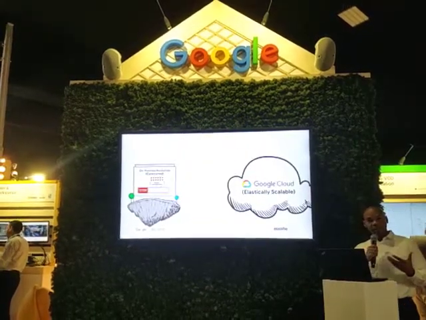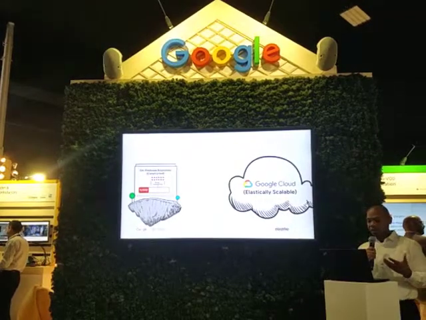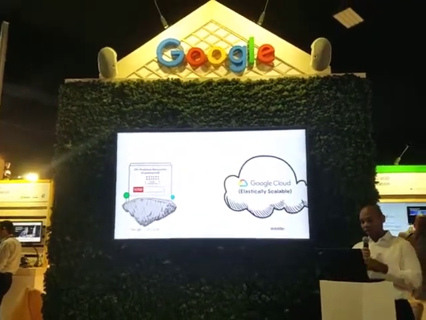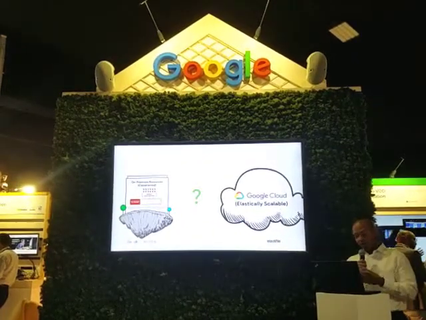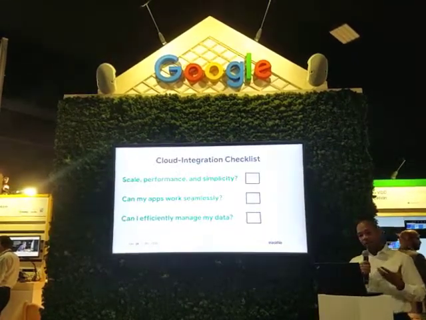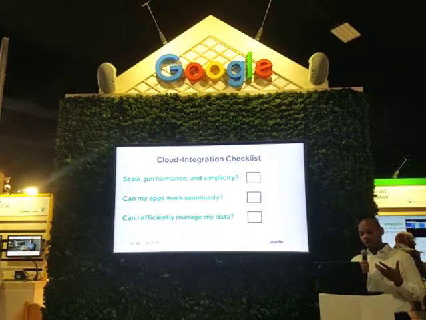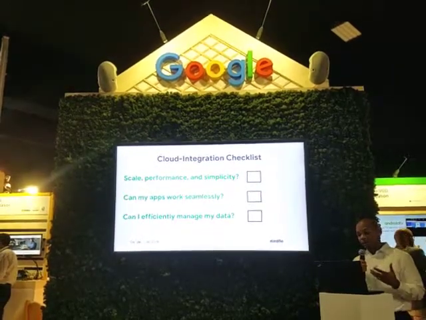So you've got this cloud with elastically scalable resources in GCP, you've got these constraints on premises, so then the question is, how do you tie the two environments together? How do you burst? How can you do that? So when we think about cloud integration, I really think about three different aspects to a checklist. One of them is delivering scale, performance, and simplicity.